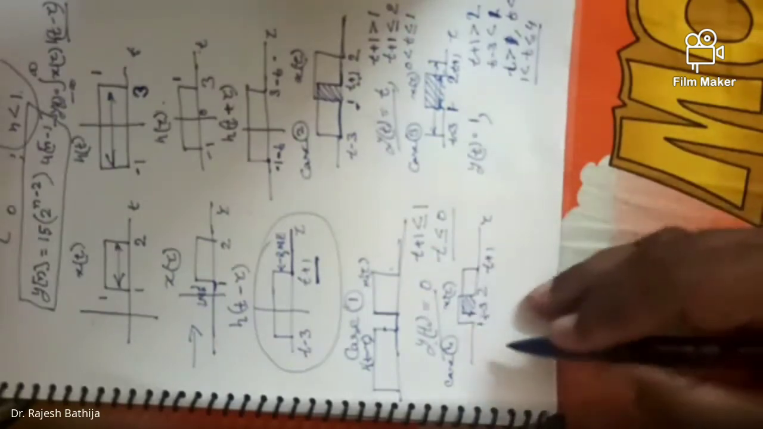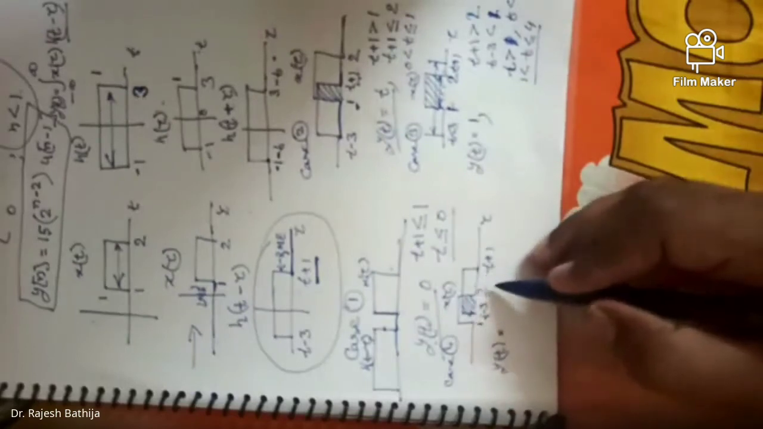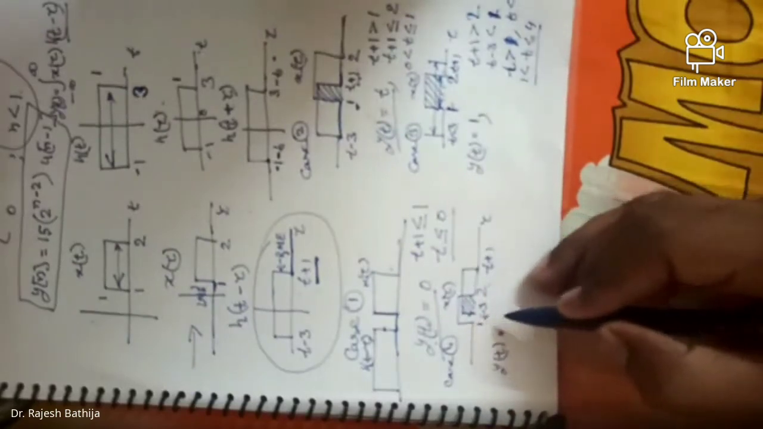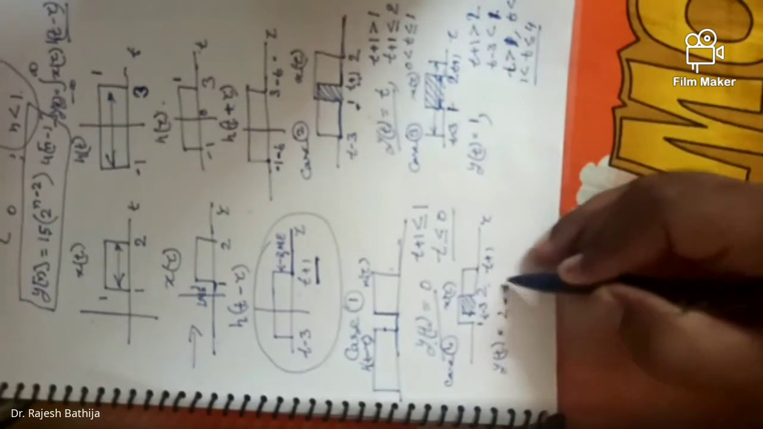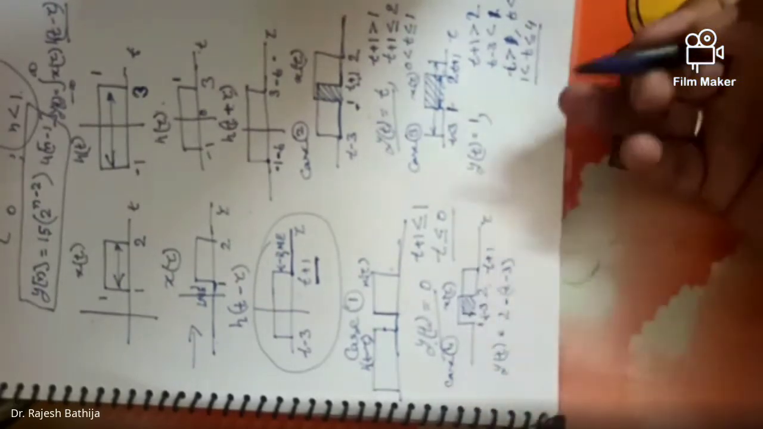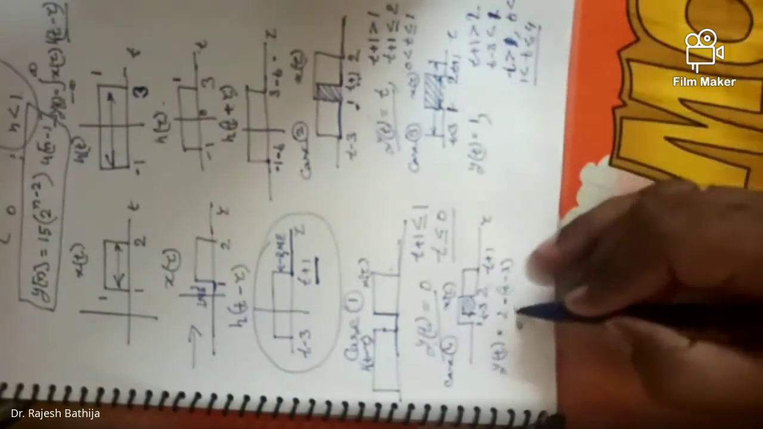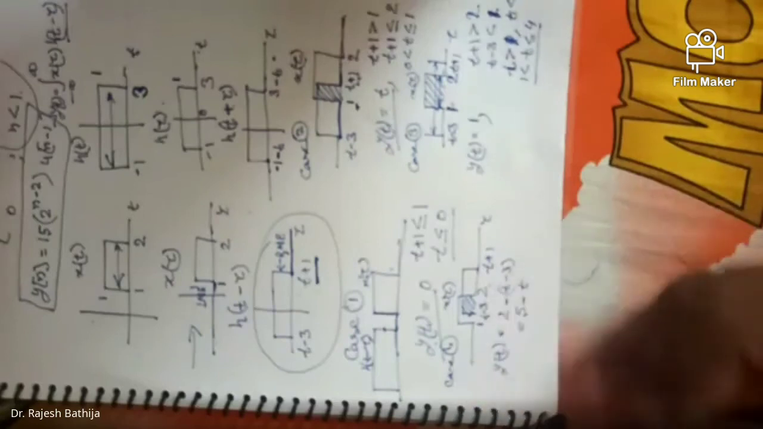Now the area will be this. So what will be the area? Area will be the width. Width is always taken right minus left. So 2 minus (t minus 3). This will be the width. And height is 1, so multiplying with 1 will remain the same. So it will be 5 minus t.